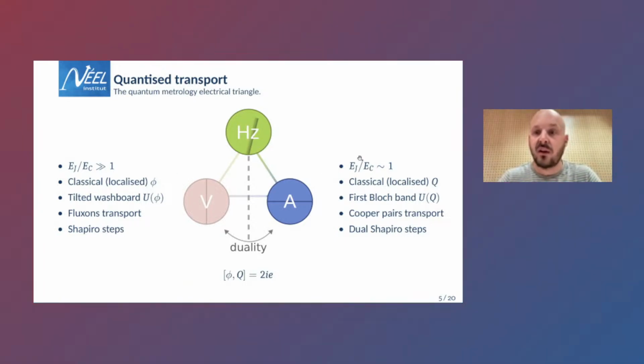So instead of having a large EJ over EC ratio, you want it to be small. Instead of having a localized phase, you want to have a localized charge. And then your potential is not a function of the phase, but a function of the charge or the number of carriers. This is another type of washboard potential that is usually called a Bloch band. And the cool thing is that now you would be transporting Cooper pairs and not fluxons. So this would be the dual of Shapiro steps.